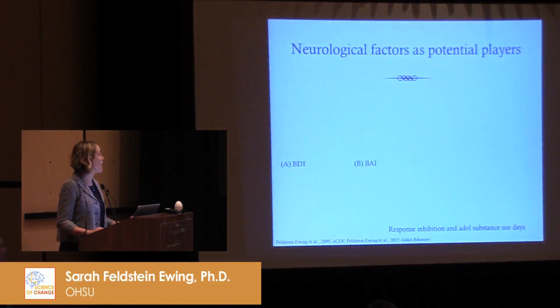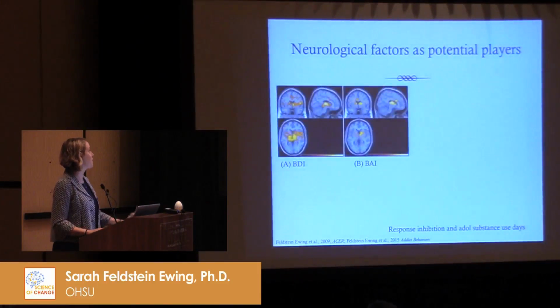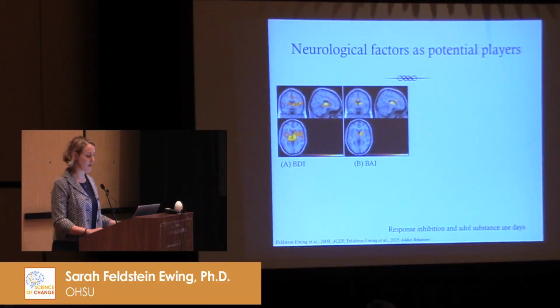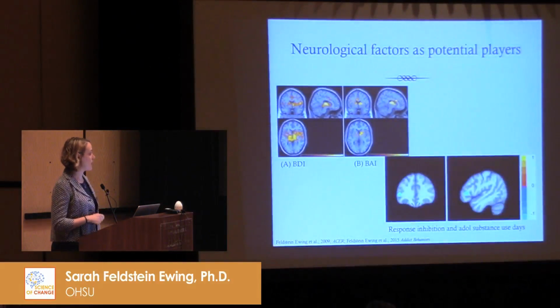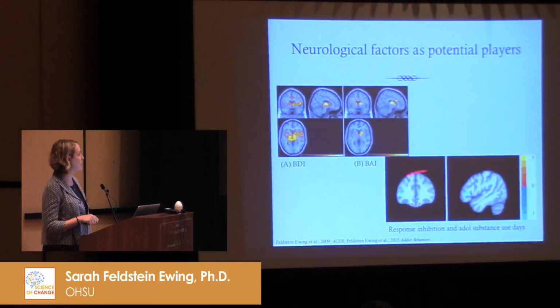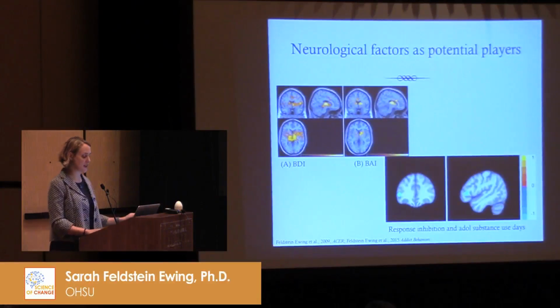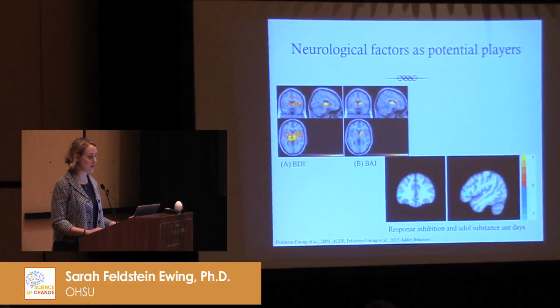So one factor that I had really been thinking about is maybe neurological factors. In some early work I did with Kent Hutchison, I looked at the role of depression and anxiety, finding that, yes, sure enough, greater depressive symptoms and greater anxiety symptoms led to greater cue response. And this is a gustatory cue. Similarly, more recent work was looking at a go-no-go task with adolescents, and we found an inverse relationship between response inhibition and substance use days.